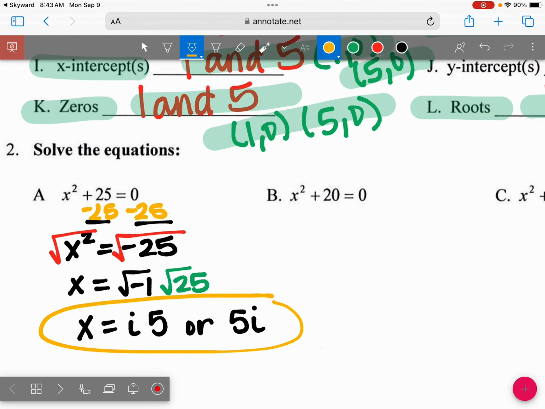For part B, though, we have to build a cake. So I'm going to start by subtracting the 20.